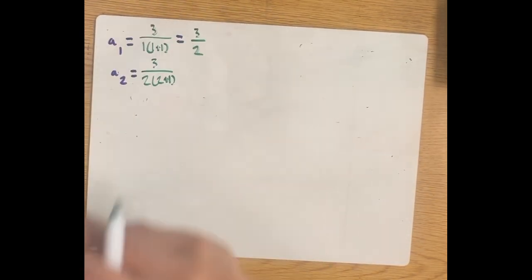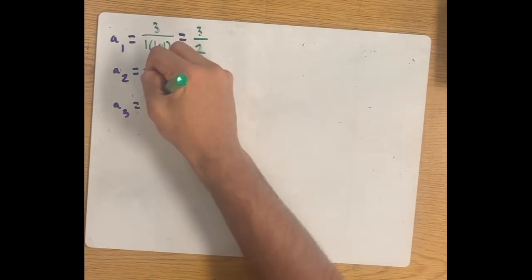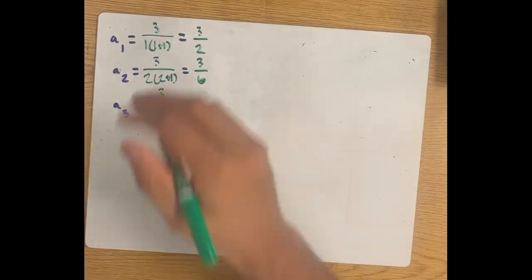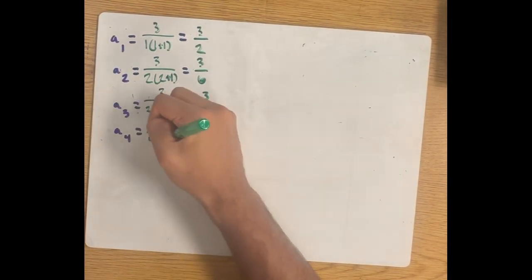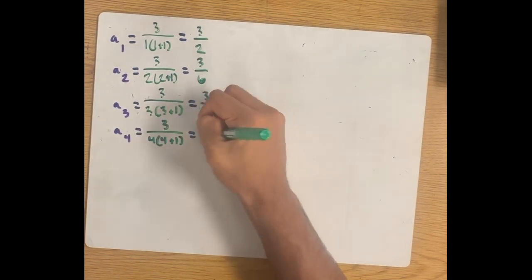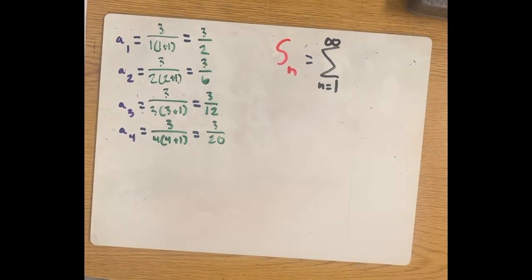a sub 2 would be 3 over 2 times 2 plus 1, which is equal to 3/6. a sub 3 would be 3 over 3 times 3 plus 1, which is equal to 3 over 12. And lastly, a sub 4 would be equal to 3 over 4 times 4 plus 1, which would be equal to 3 over 20. Now that we have the first few terms of the sequence, we can find the partial sums.